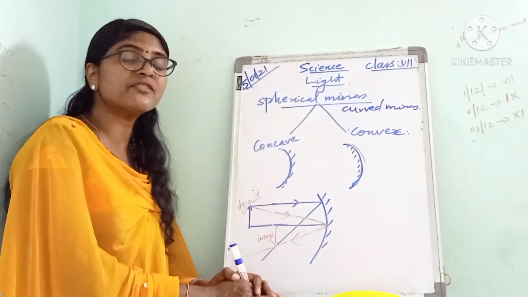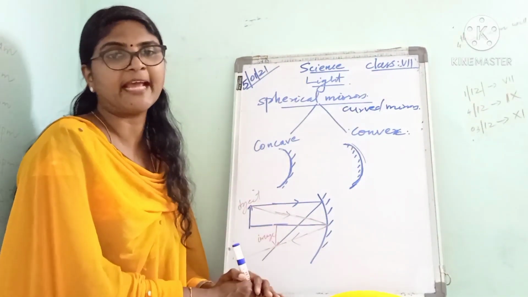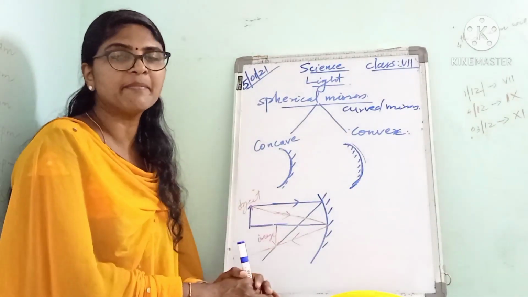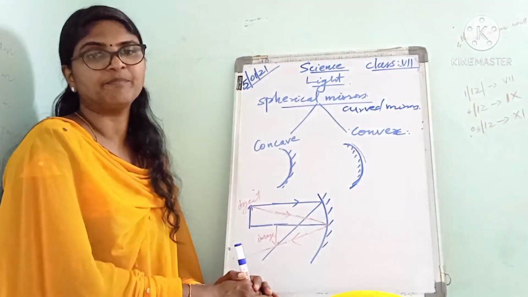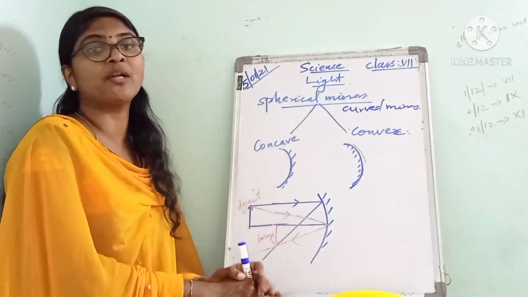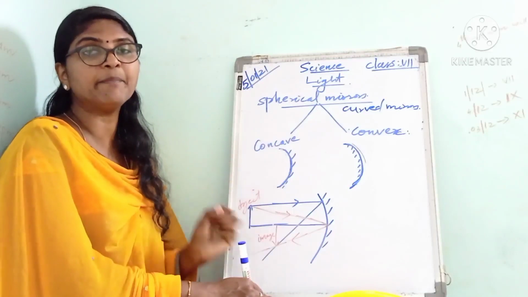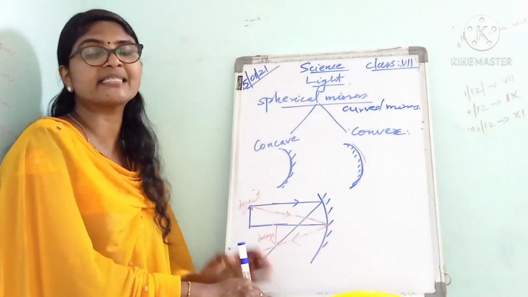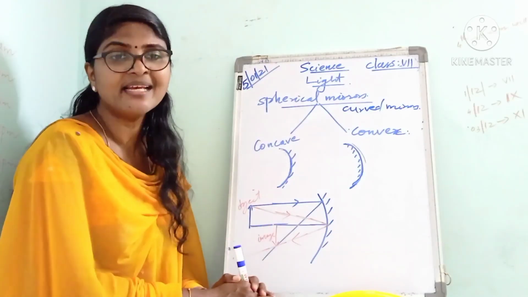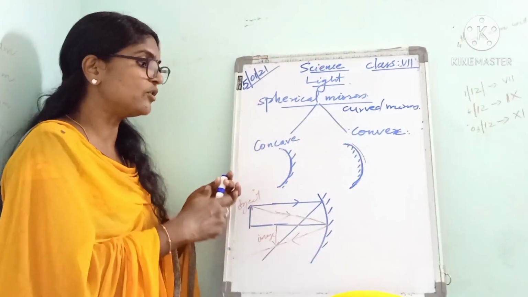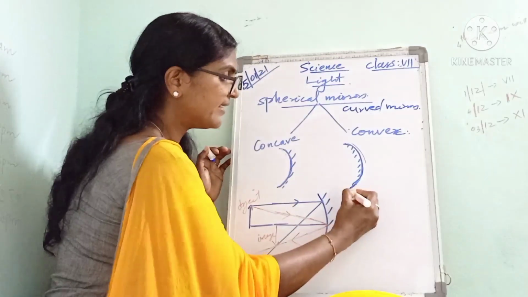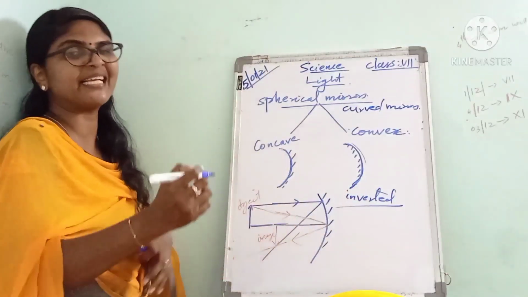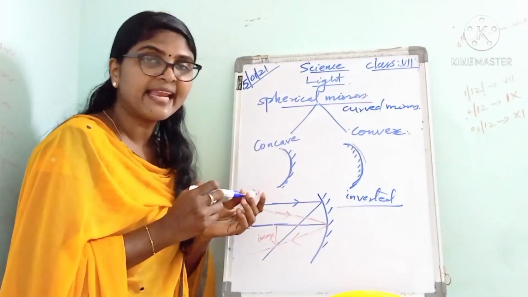But here the image formed by a concave mirror can be a real image, so it can be captured on a screen. Real images can be captured on a screen. The image is also inverted, which means upside down. An upside down image is the inverted image.